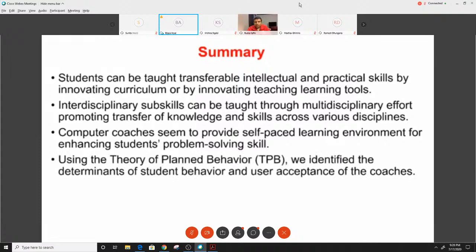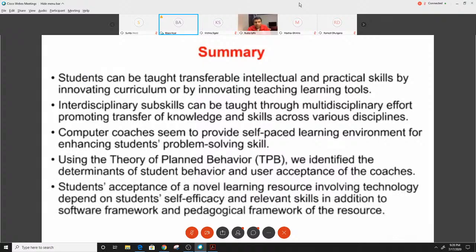And using the theory of planned behavior, we identify the factors, determinants of the student behavior and user acceptance of the coaches. Finally, I would like to suggest that whenever we are using a technology, we must help develop their self-efficacy. And we must prepare them in the relevant skills to teach them well so that they can learn and they can transfer well. So that is all.